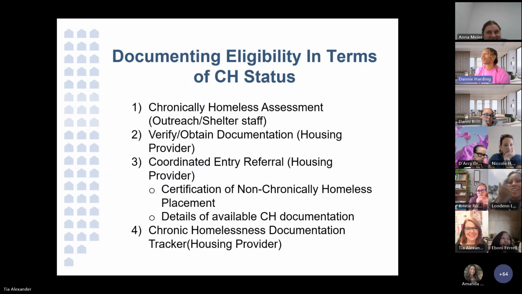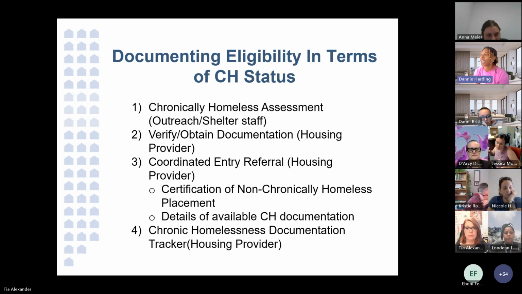Okay, this is an overview of the next two sections. These are the essential elements of documenting eligibility in terms of chronically homelessness status in our CLC and who is ultimately responsible for each item. The chronically homeless assessment, that would be the outreach or shelter staff. Verification or obtaining of documentation, that would be the housing provider. The coordinated entry referral, that would be the housing provider. Maintaining the chronically homeless documentation tracker, that would be the housing provider.